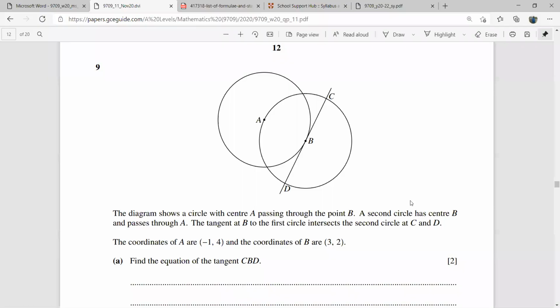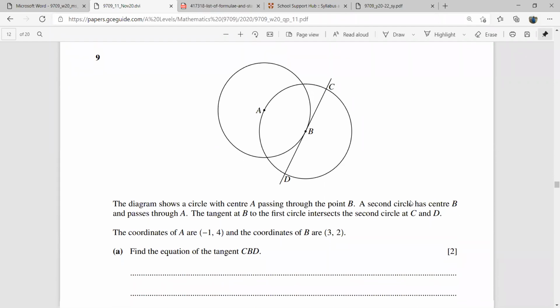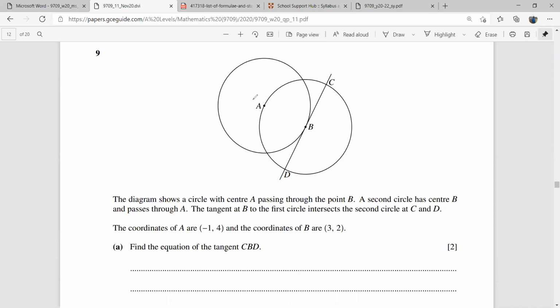Okay, question number 9. The diagram shows a circle with center A passing through the point B. A second circle has center B and passes through A. So these are the centers basically. The tangent at B to the first circle intersects the second circle at C and D. This point A is given to us as minus 1 comma 4, and this point B is given to us as 3 comma 2. It says find the equation of the tangent CBD, the tangent.